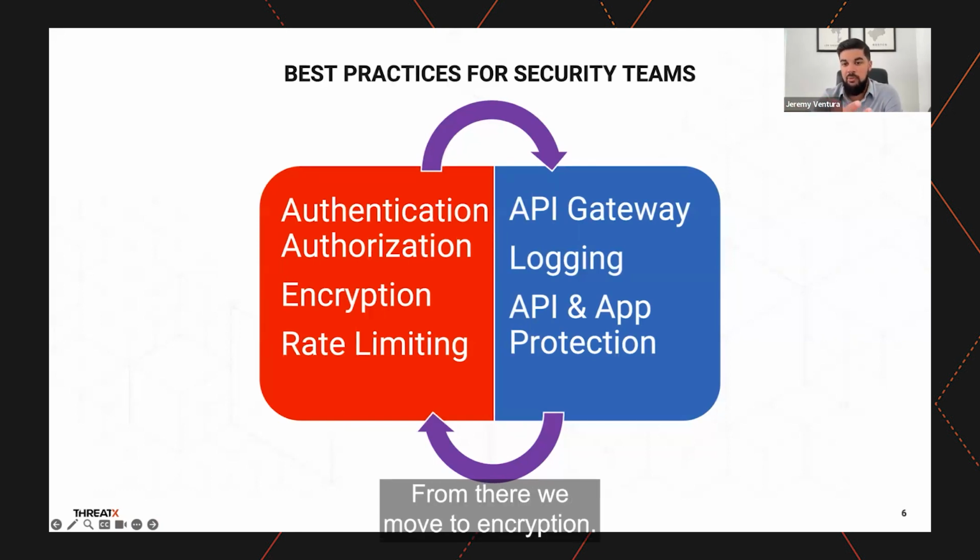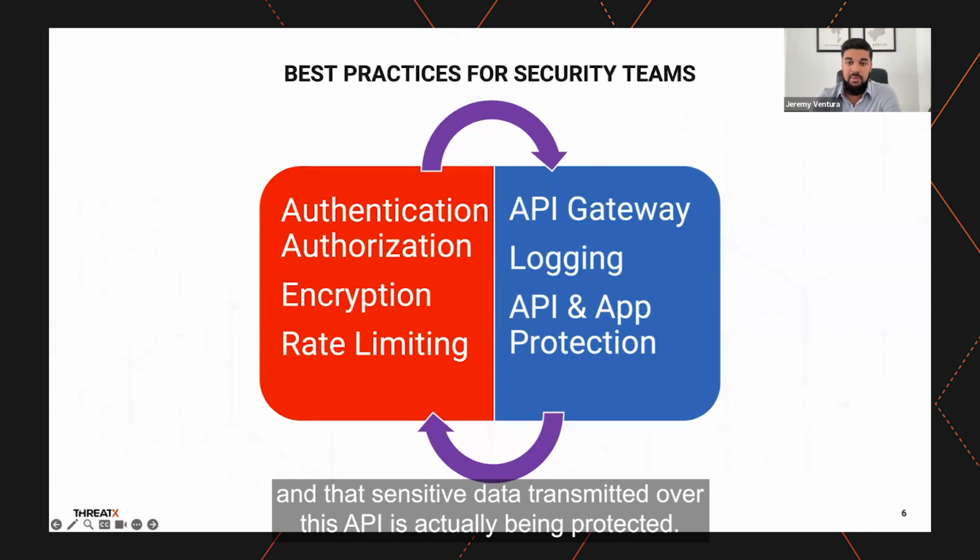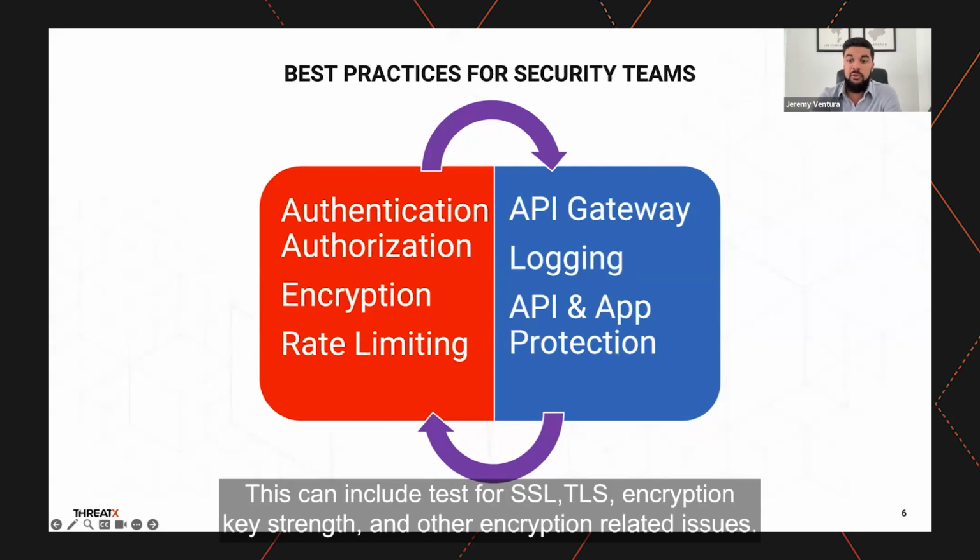From there, we move to encryption. So make sure you're testing your API's encryption mechanisms to ensure that they're working as intended and that sensitive data transmitted over this API is actually being protected. This can include tests for SSL, TLS, encryption key strength, and other encryption-related issues.